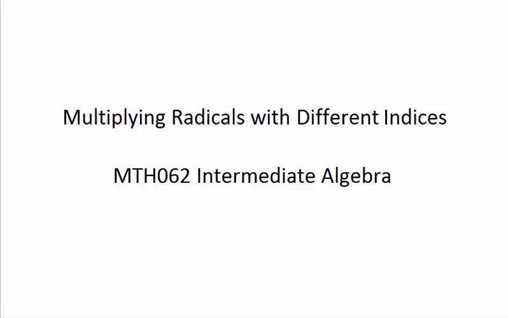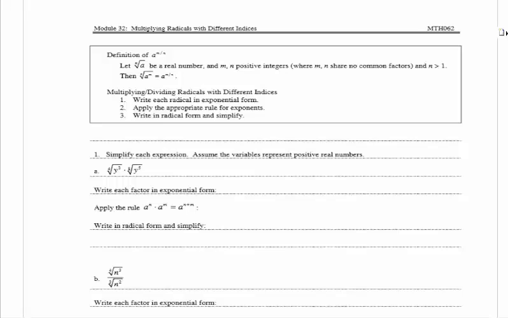In this video, we're going to be multiplying radicals with different indices. So, the definition of a raised to the m divided by n: let the nth root of a be a real number, and m and n be positive integers, where m and n share no common factors and n is greater than 1. Then the nth root of a to the m is equal to a to the m divided by n.